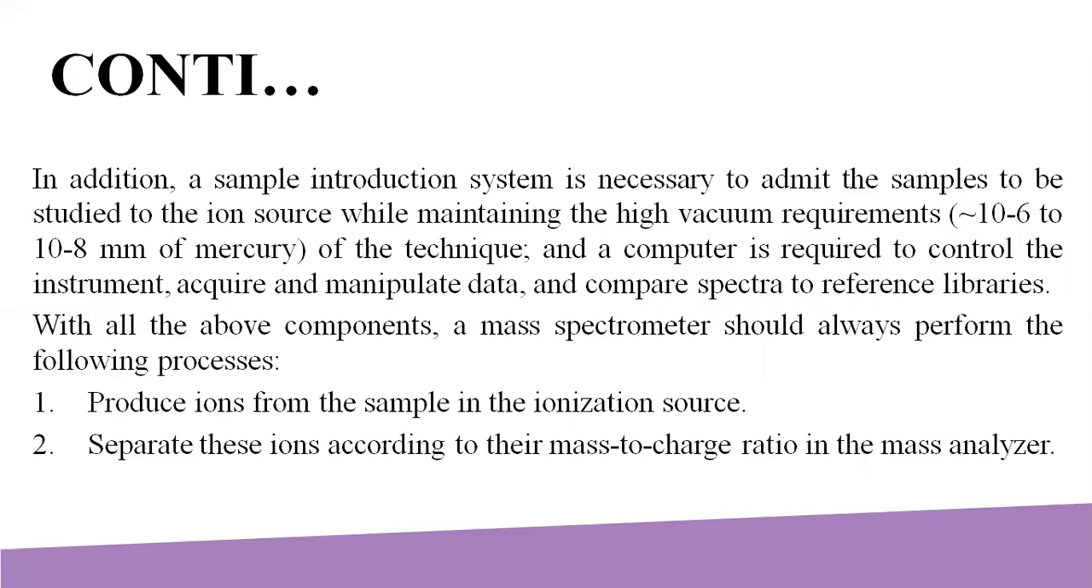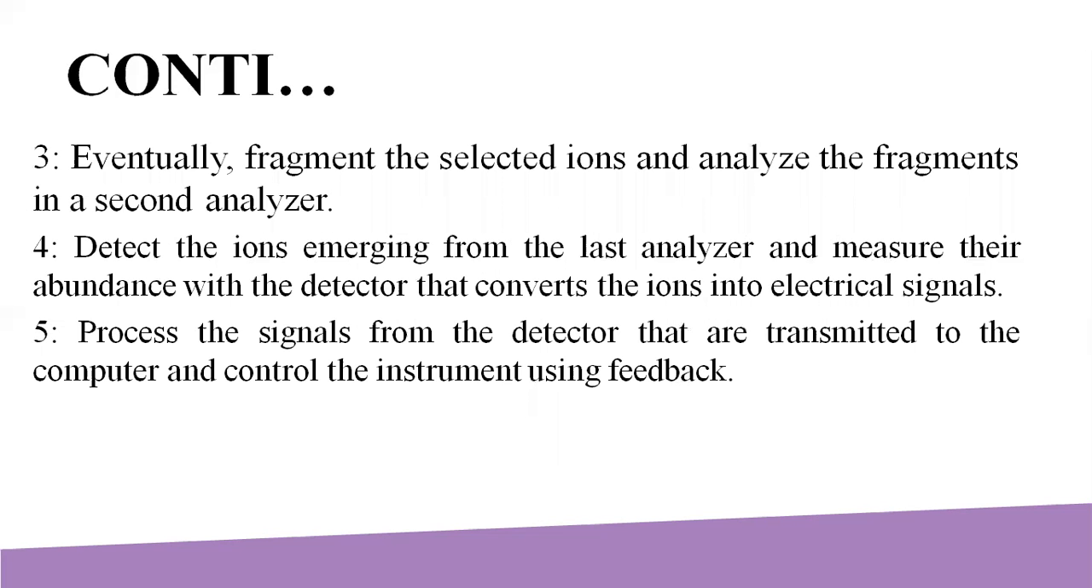With all of the above components, a mass spectrometer should always perform the following procedures. First one is it produces ions from the sample in the ionization source. Second one, it separates these ions according to their mass to charge ratio in the mass analyzer. Third, it eventually fragments the selected ions and analyzes the fragments in a second analyzer. Fourth one, it detects the ions emerging from the last analyzer and measures their abundance with the detector.